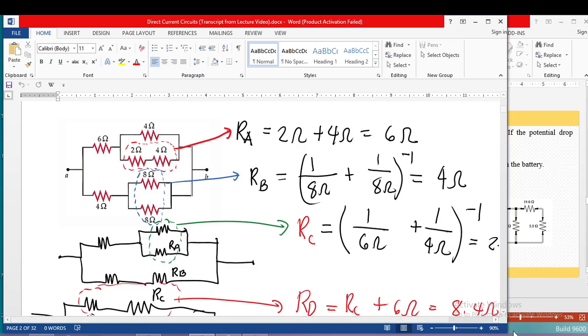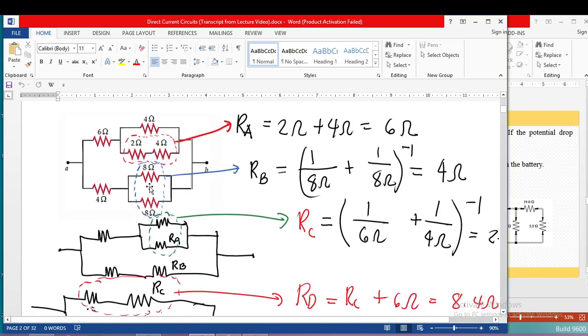So anyway, let's just move on to RB. Here RB is a parallel of 8 ohms and 8 ohms. So we just have to get the inverse: add the reciprocals and then take the inverse. Then we have 4 ohms. So the equivalent resistance of RB is 4 ohms.